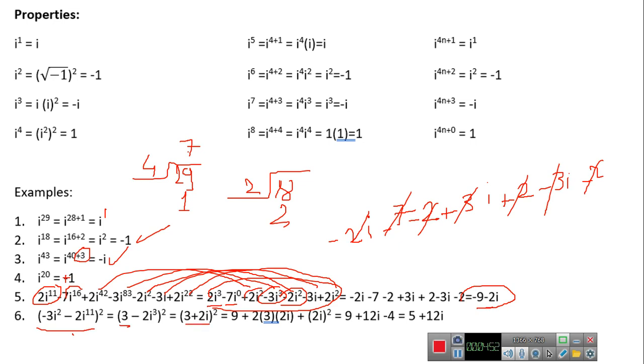You square it: a plus b squared is a square plus 2ab plus b square. So it's 9 plus 12i, and 2i squared is 4i squared, which is minus 4. So 9 minus 4 is 5 plus 12i.